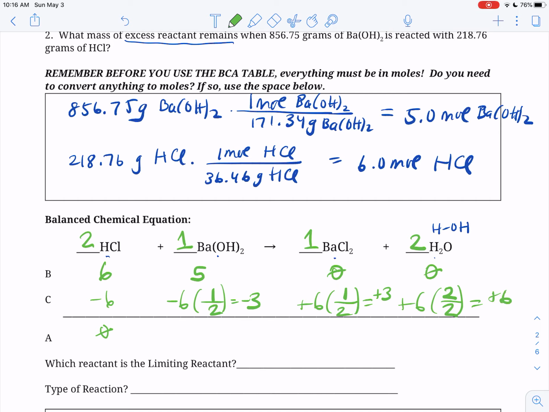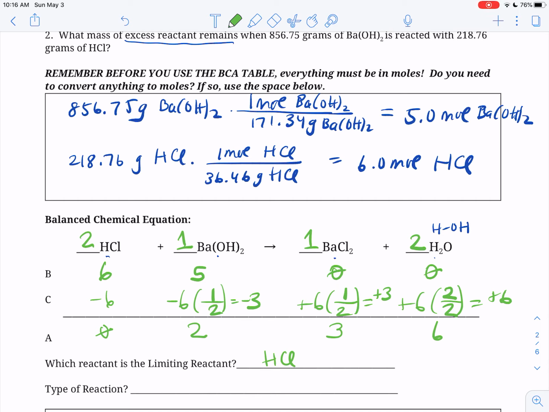Okay? All right, so for the barium hydroxide, I started with 5 moles, but I only needed to use 3 before the HCl ran out. So that's going to give me 2 moles of barium hydroxide left over. For my products, barium chloride, 0, I got 3. Started with 0 waters, and I got 6. Okay, so my limiting reactant is HCl.